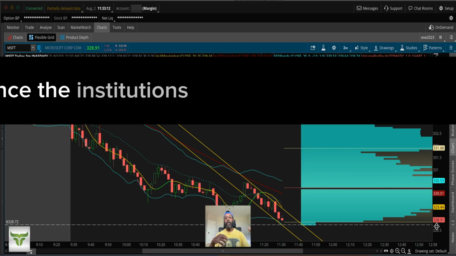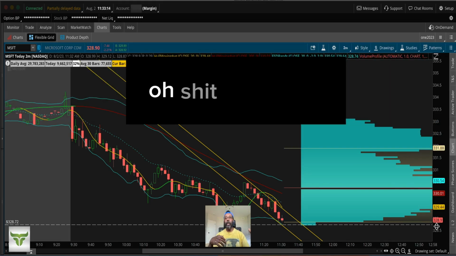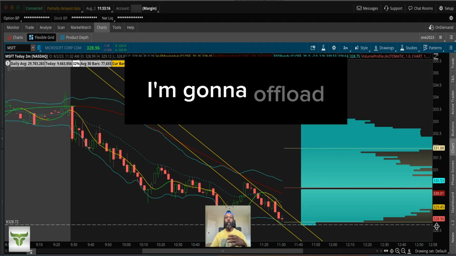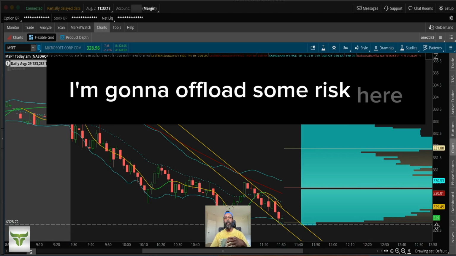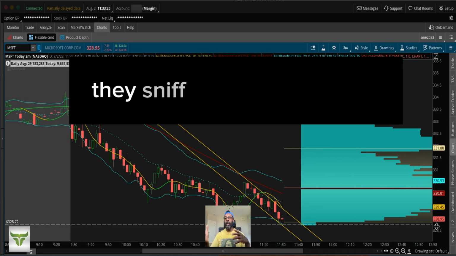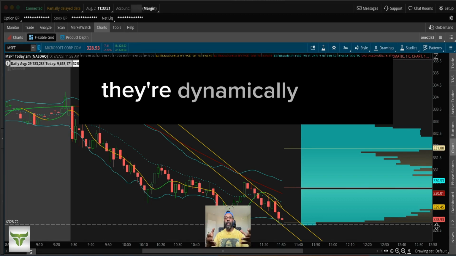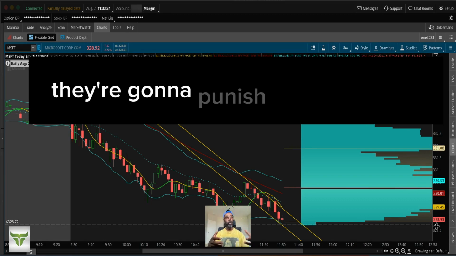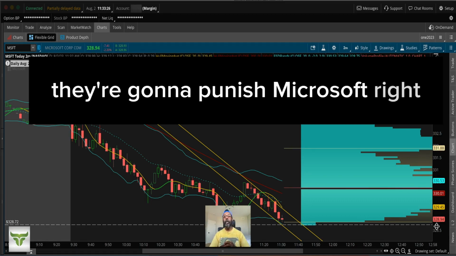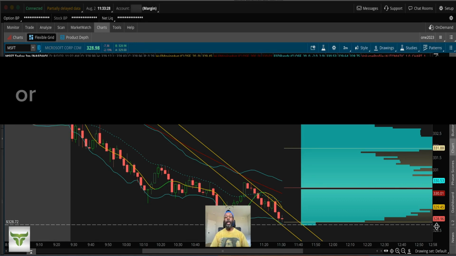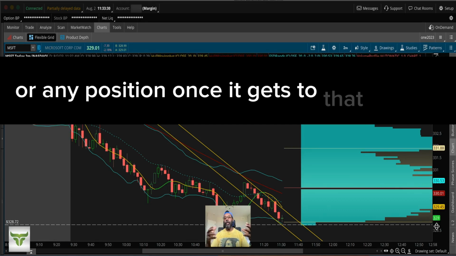Once the institutions and the hedge funds start saying, "Oh shit, I'm gonna offload some risk here," algorithms sniff that out. They sniff out that order flow. They're dynamically selling. They're gonna punish Microsoft, right? Or any position once it gets into that situation.